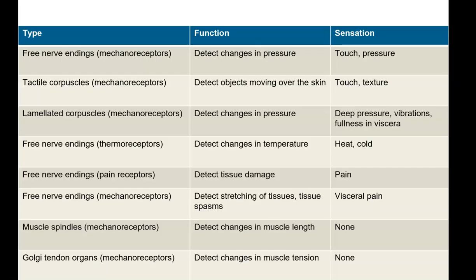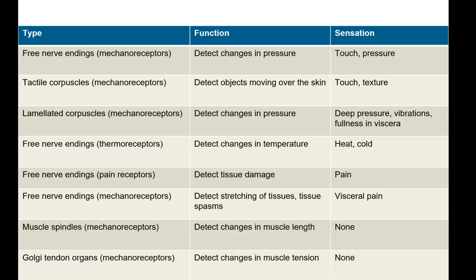Now here we're going to see a chart. In this chart, it's going to tell the type of nerve ending or the type of receptor, and it's going to tell you the function and the sensation. So with free nerve endings, these are going to be mechanoreceptors.